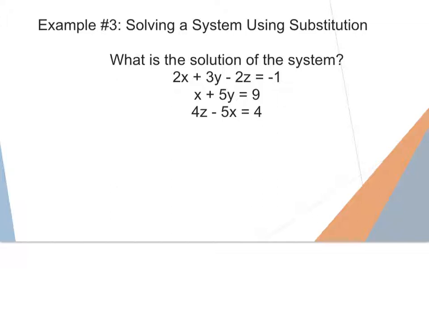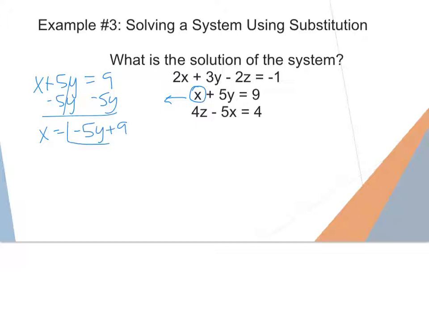I have identified the single variable as x right here. Okay, so we'll first start by isolating x. So we have x plus 5y equals 9. If I subtract 5y on both sides, I will have x equal to negative 5y plus 9. Alright, now I'm going to take this x variable and I'm going to substitute it into the first and the third equations. So let's see what that looks like.